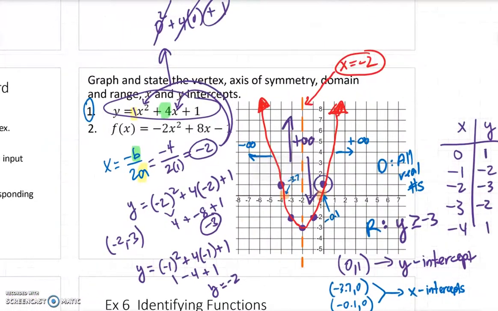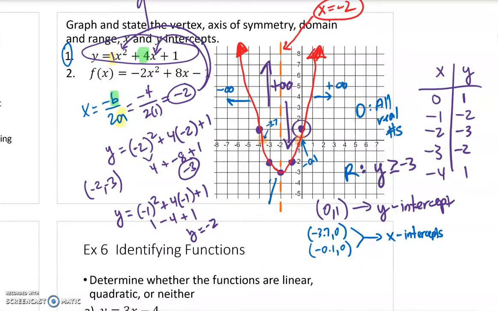So I think we've answered all those questions. We have domain and range, x and y intercepts, and the vertex. We did state what the vertex is. We should write that down. The vertex is negative 2, negative 3. That's our vertex.